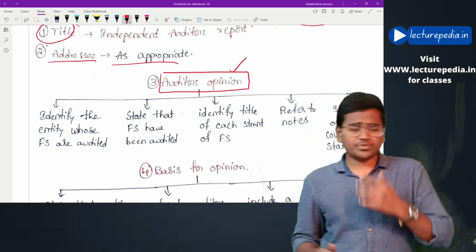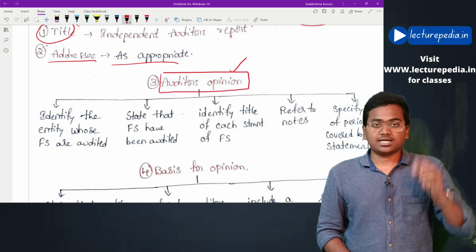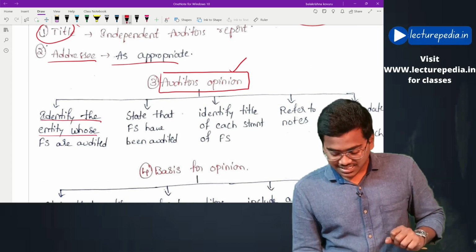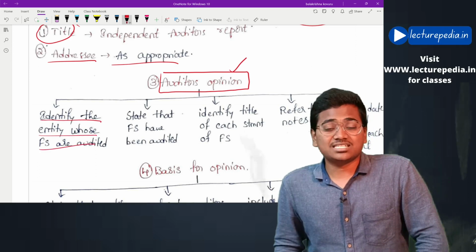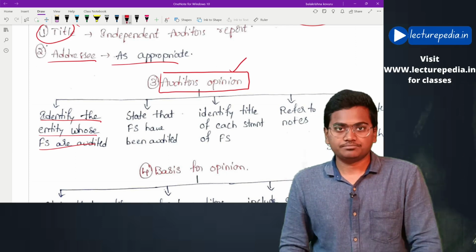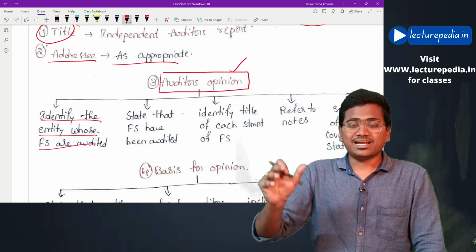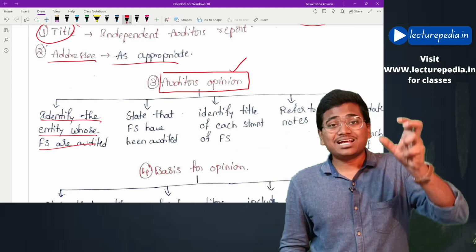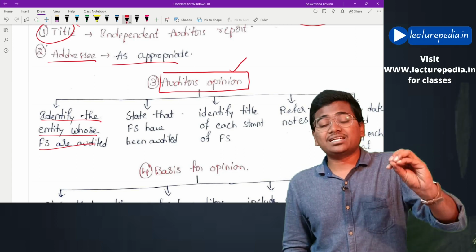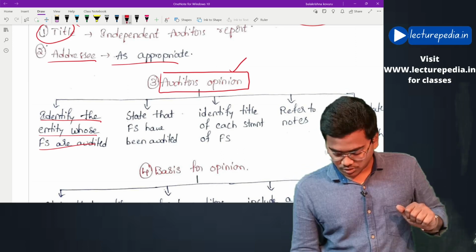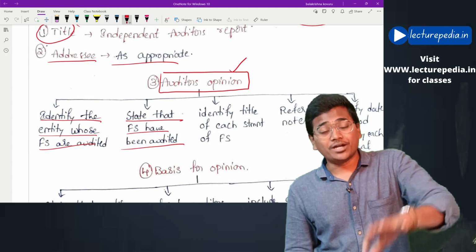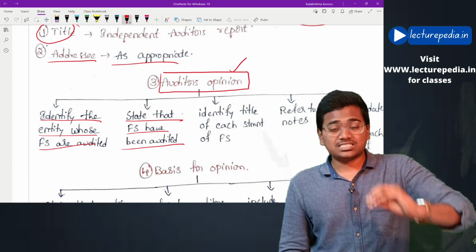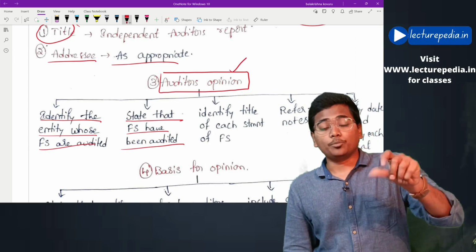What should be covered in this auditor's opinion paragraph? First of all, the auditor has to identify the name of the entity whose financial statements are being audited. Okay, the name of that particular entity must be identified in this paragraph. After that, the auditor has to state that we have conducted the audit of these financial statements. Okay, we have actually audited these financial statements as per SS. Such a fact has to be stated in the opinion paragraph.